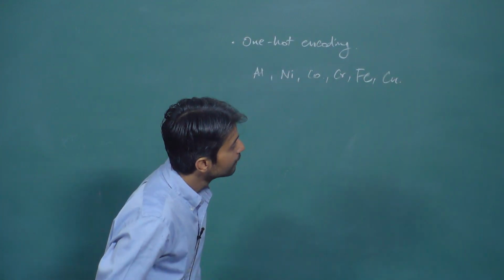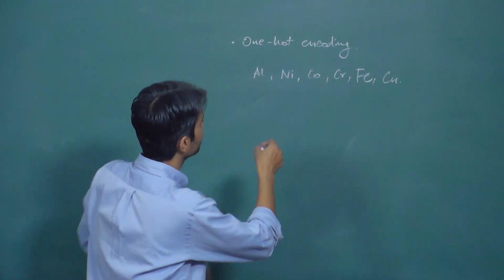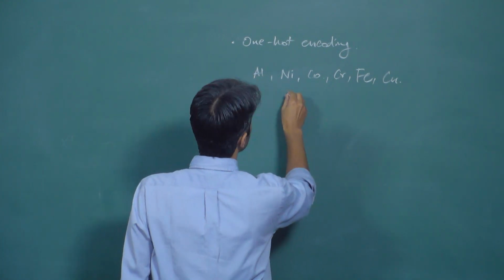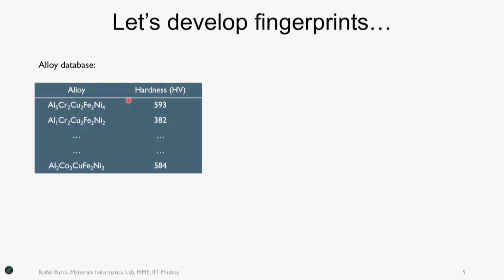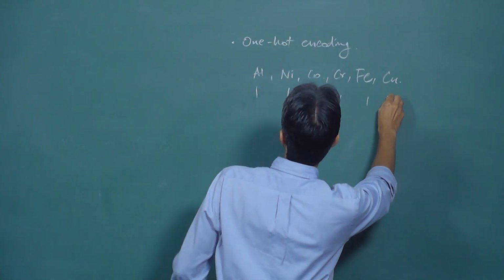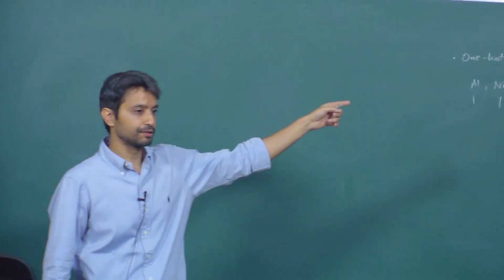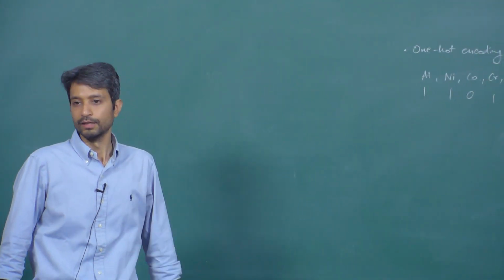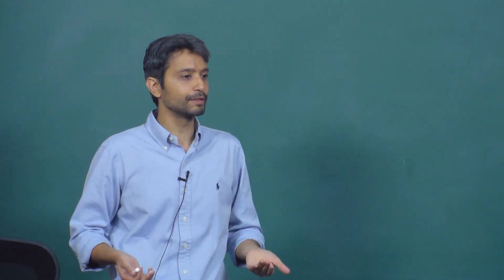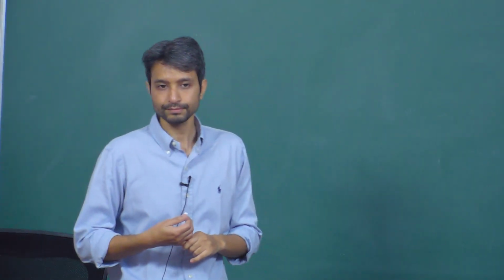Okay. So for one hot encoding of this, for the first case, aluminum is there, so 1. Nickel is there, so 1. Cobalt is there? No, so 0. Chromium is there, iron is there, copper is there. Did I repeat correctly? So this is the one hot encoding of the first case. I will now simply write down whatever you say. We'll then discuss whether it's a good fingerprint or a bad fingerprint. So please tell me what else.